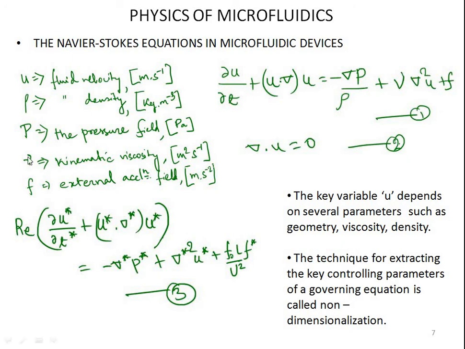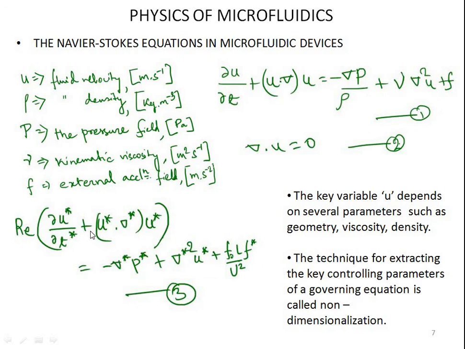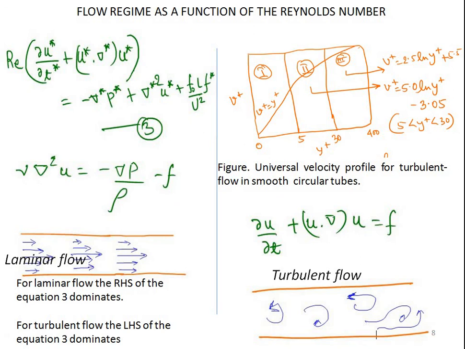So here, just to give you the definition of what these terms mean, u is fluid velocity, rho is the density of the fluid, p is the pressure field, nu is our kinematic viscosity, and f is our external acceleration field. So now, flow regime as a function of Reynolds number. We are having a non-dimensionalized Reynolds number in equation 3.